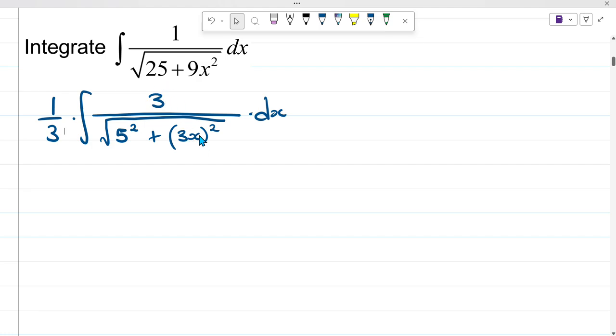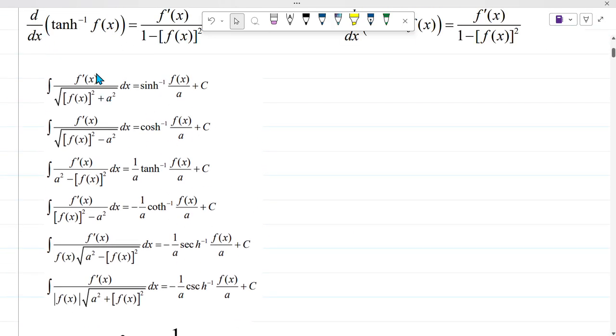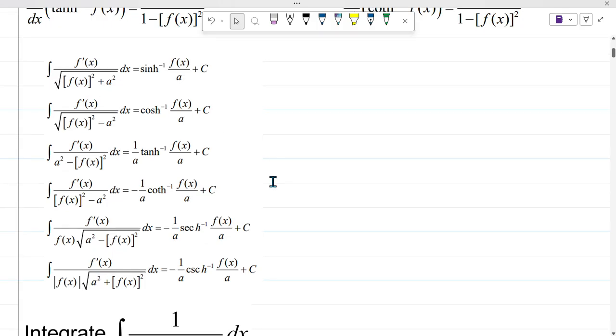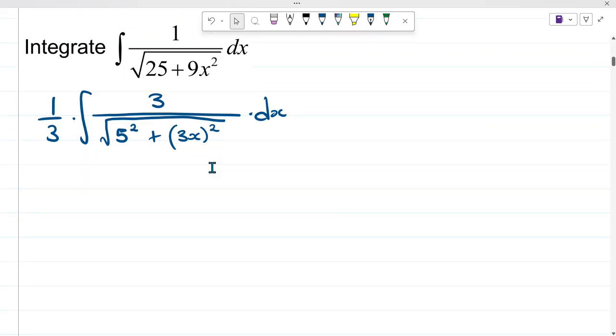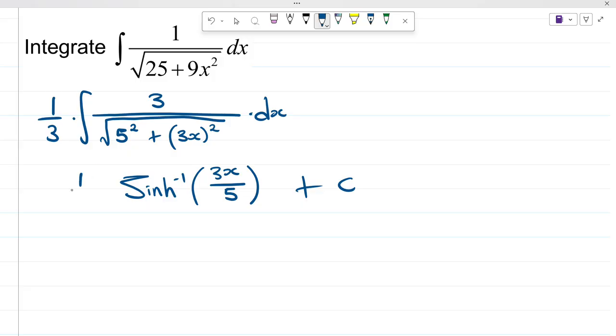Since 3 is the derivative of 3x, I can conclude that if I have f prime of x on my numerator, and here I have the square root of f of x squared plus a squared, which is the same as what I have here, then the answer to this integral is the same as hyperbolic sine inverse of f of x over a, my a being 5, then plus c. Of course, I shouldn't forget that whatever is outside the integral should always go with me to the answer. So here I'm going to write 1 over 3, and ta-da, that's your answer.